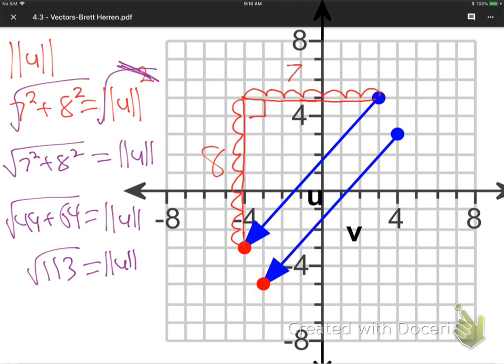I think they just want you to leave it that way, no decimal. I'll go back and look. Does that make sense? That's how long this is, the square root of 113, whatever number that is. Are we good? Does that make sense?